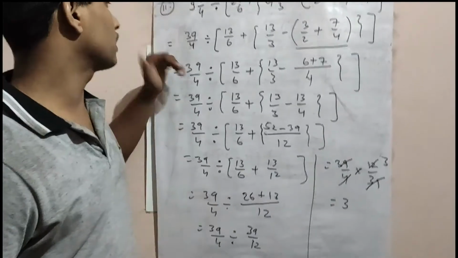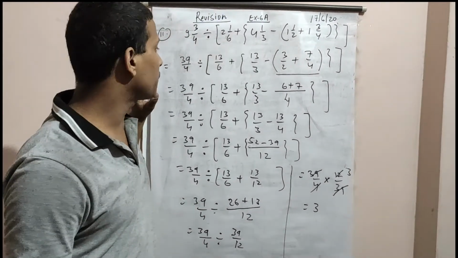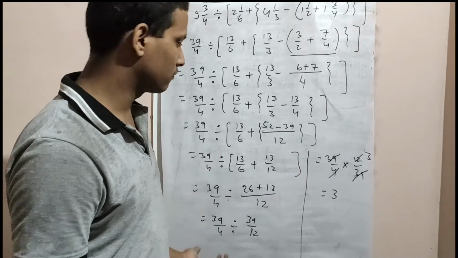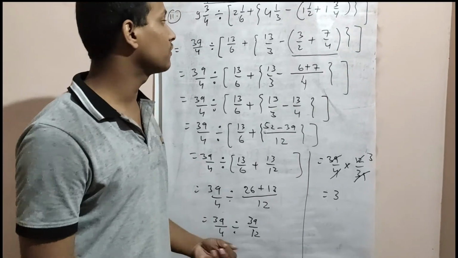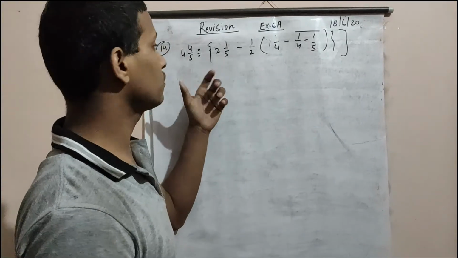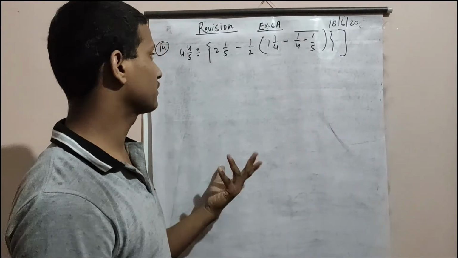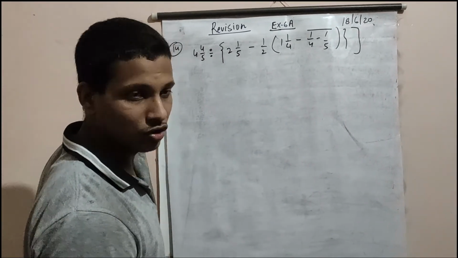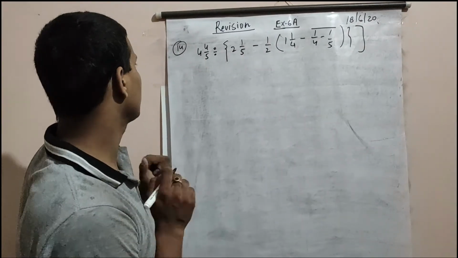So first we need to convert into normal fraction or improper fraction. After that, order-wise according to BODMAS we can solve this question. That's it for this particular question. Now we have question number 14. In the previous class we discussed how BODMAS applies in the questions. So now let's take the question again.